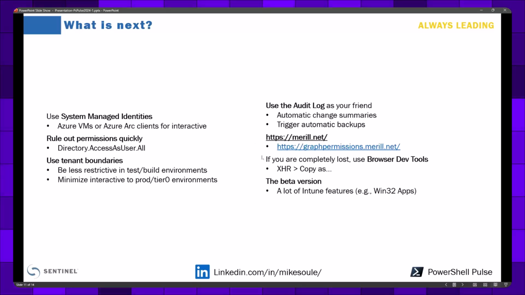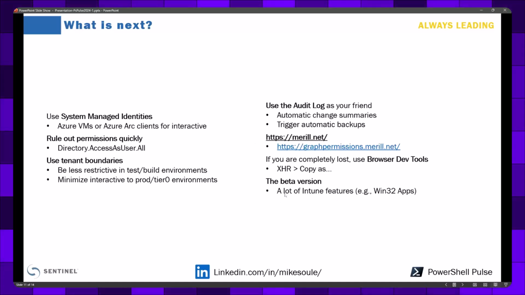If you're ever lost on how to interact with the Graph API, you can use browser dev tools. You can do your network monitoring, run through in the Azure portal or in the O365 portal what you actually want to happen. And then if you look for your cross-site requests, you can copy those out as PowerShell. And then you can see exactly the endpoints and what type of session material it's using.